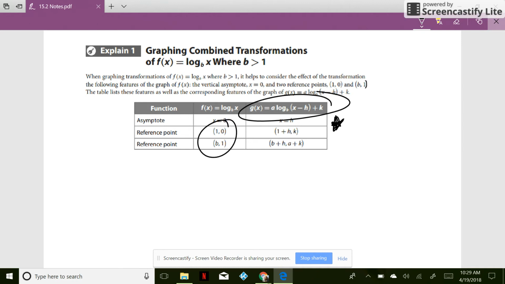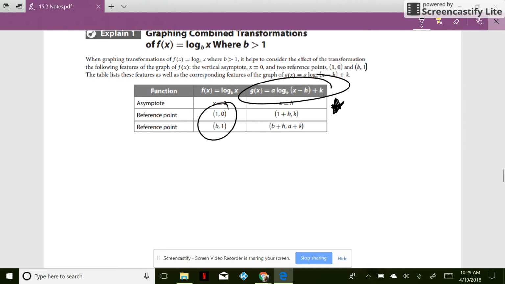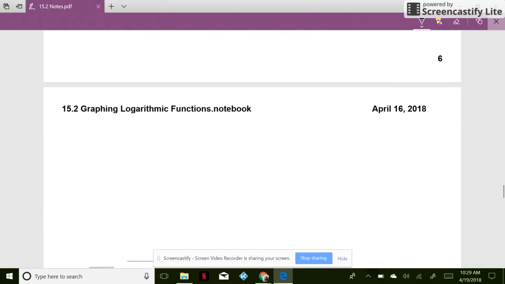The reference points are also similar. For 2 to the x, the reference points were 0, 1, and then 1, 2. So 0, 1, and then 1, b. Our reference points are, again, the inverses. So reference points now are at 1, 0, and then b, 1. So the base is b. Those are the 2 reference points you'll want to use for the inverse functions, the logarithmic functions here.